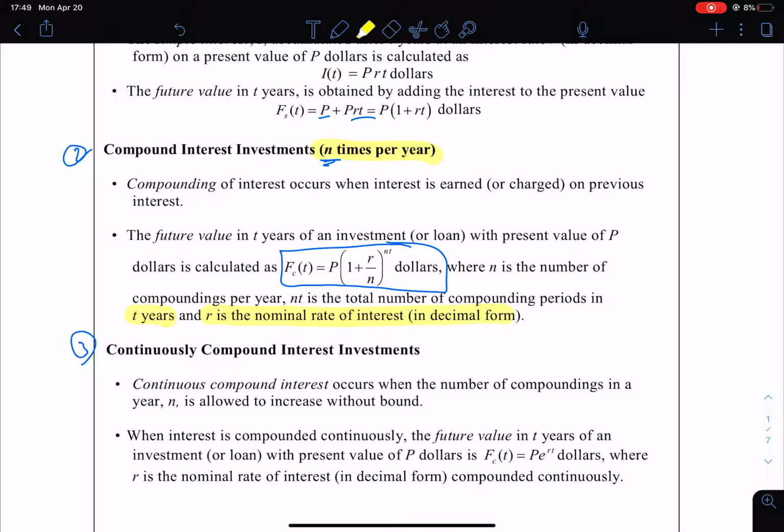And the last one is the continuous compound interest investment model. The model is P multiplied by e to the rt power. The unit is dollars, where R is the nominal rate of interest. So the continuous model is easier. Basically, if you see in the question a word like semi-annually or quarterly, that means we are using the second model, because you are given the value of n. So n times per year is given directly.